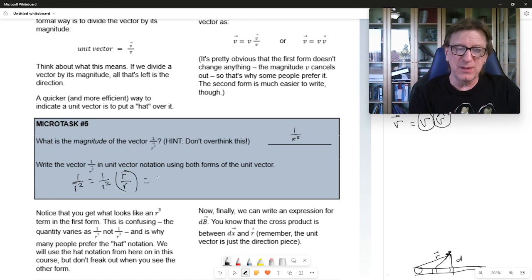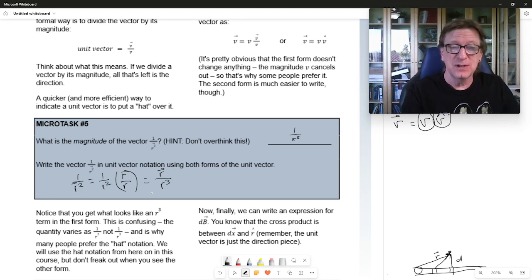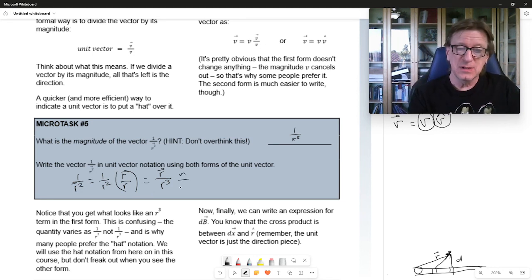This, if I multiply it out though, gives me this over r cubed. Well, that's troublesome. And it's not wrong, because if you look at the units, r has units of meters, r cubed has units of meters cubed, so I'm left with 1 over meters squared, which is exactly what I started with. So it is correct, but it's a little deceptive because it makes things look like they're depending upon r cubed, when in fact we know that they're depending upon r squared, and that's actually what's going on here.